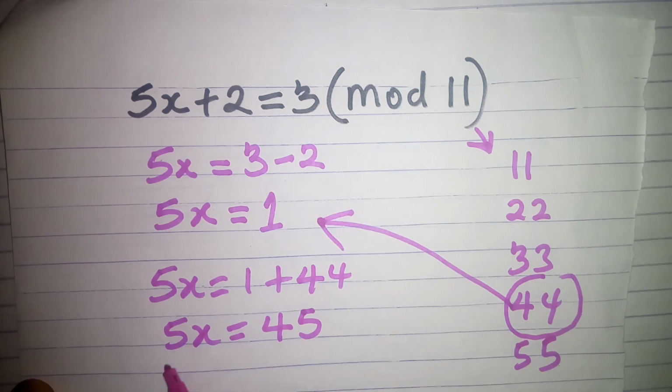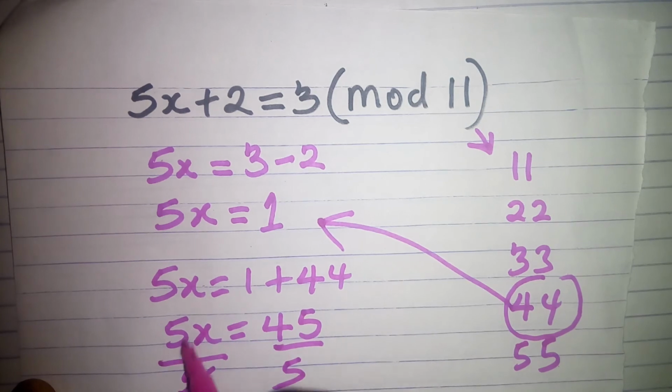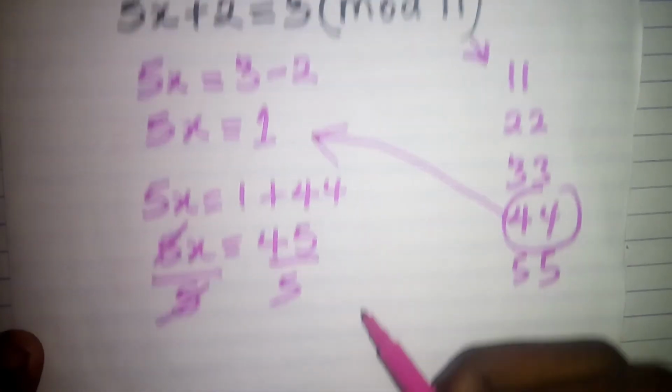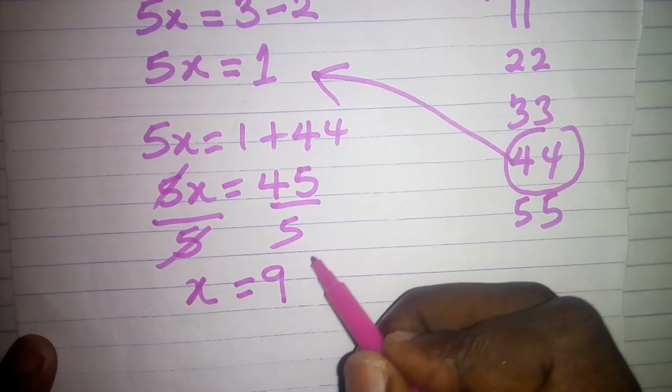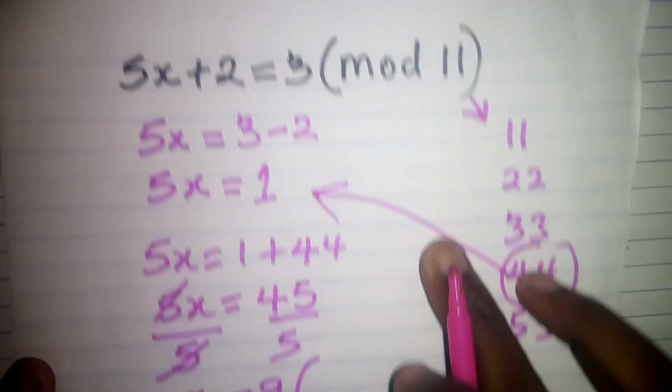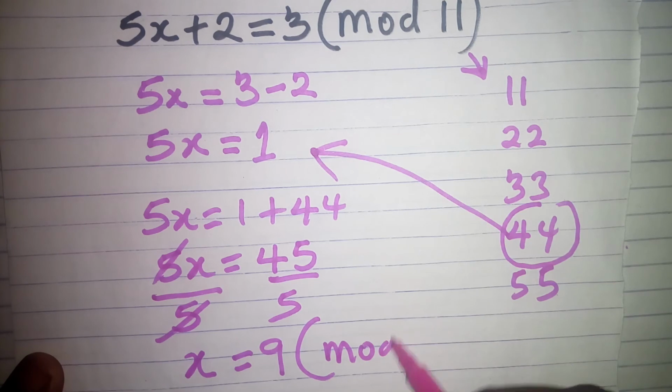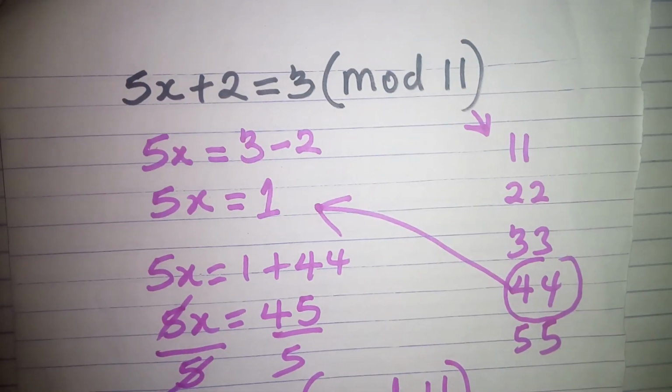So you can now finally divide both sides by 5. So 5 cancels 5. You now have x equals 9 in mode 11. So this is how you solve equations in a particular mode. We'll still solve some more examples under equations involving mode under modular arithmetic.